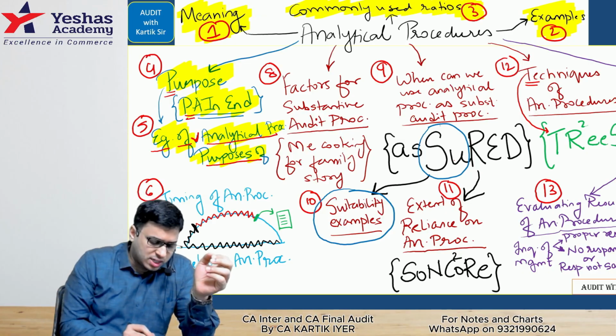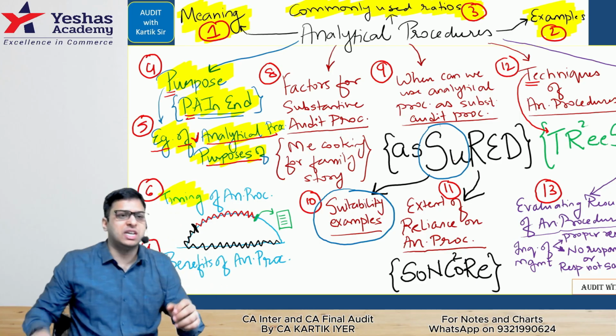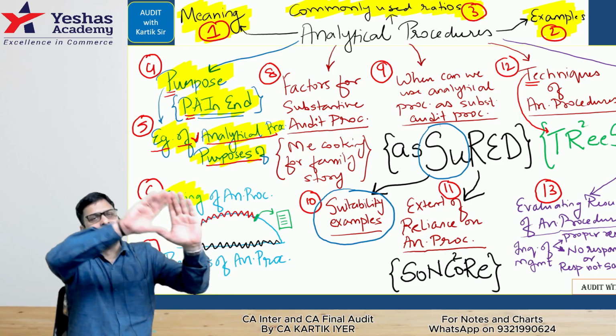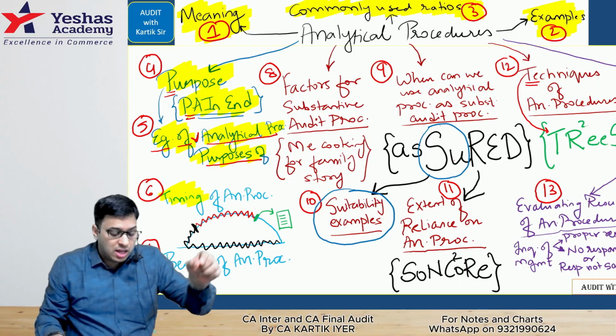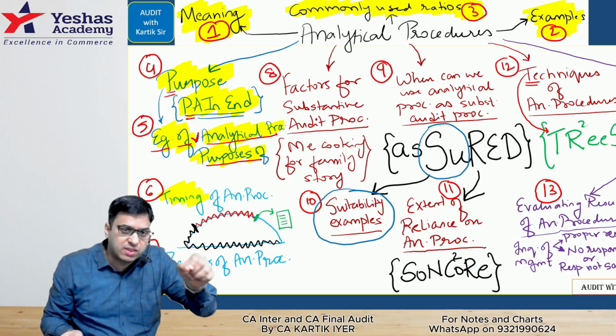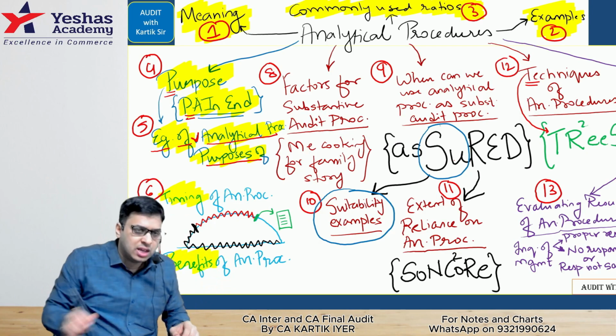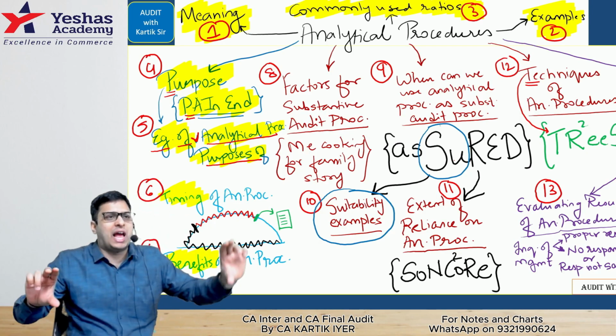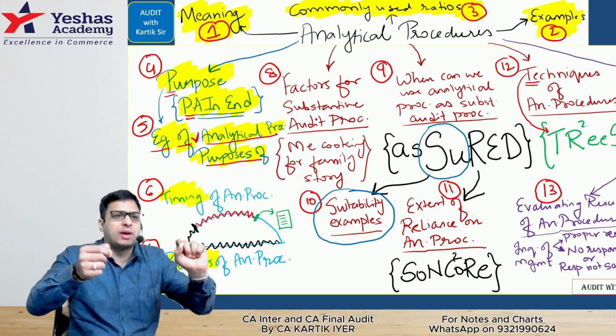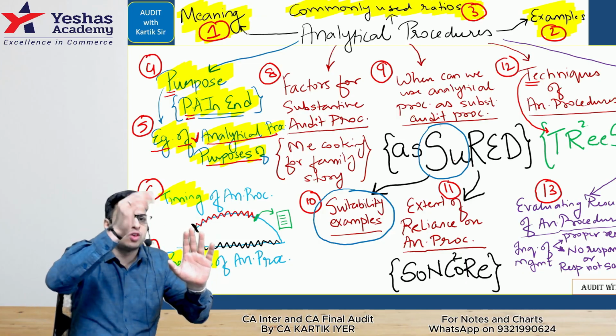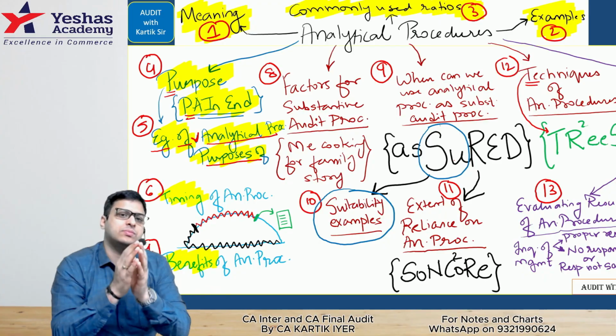Next is, what is the timing of analytical procedures? It can be done at the planning phase, testing phase, completion phase. This is the one line question which I gave. I gave a one line question because it leads you to the next question, that is benefits. If we use analytical procedure at the planning phase, it can help us to determine the nature, timing, and extent of audit procedures to be done later.